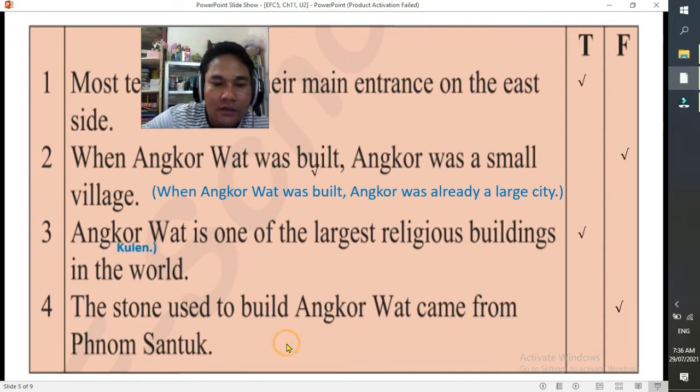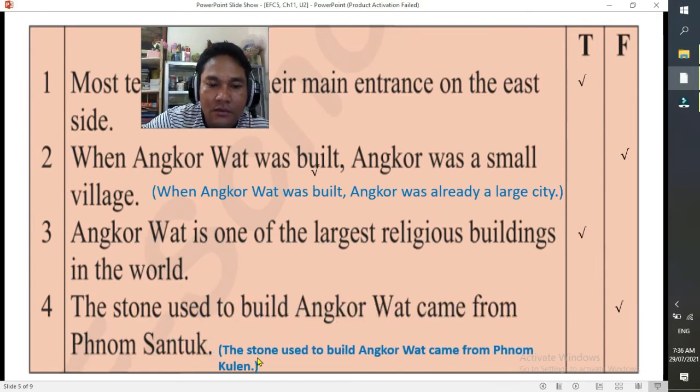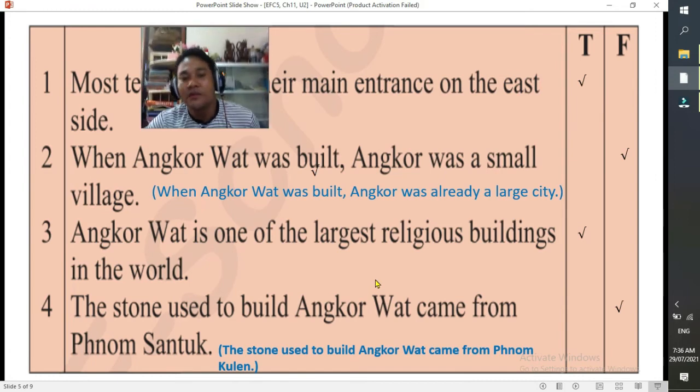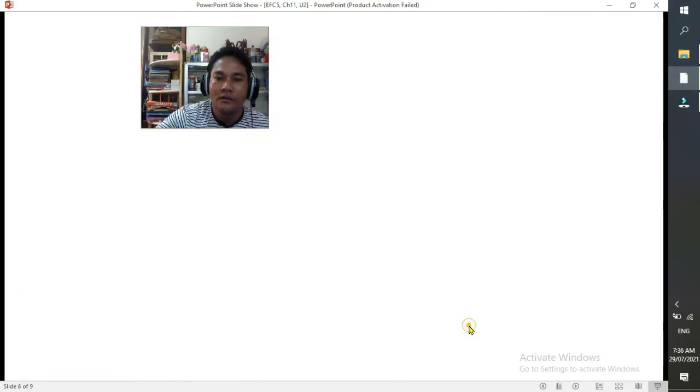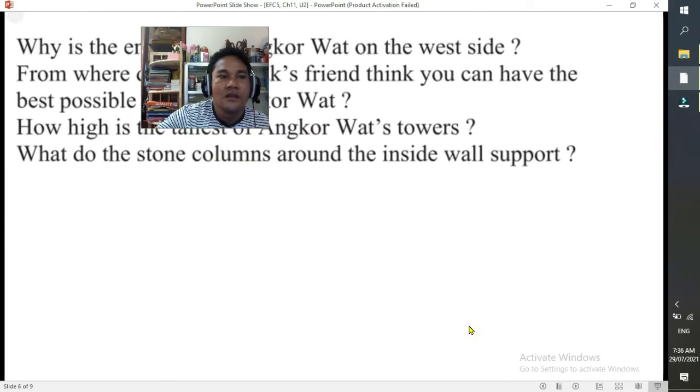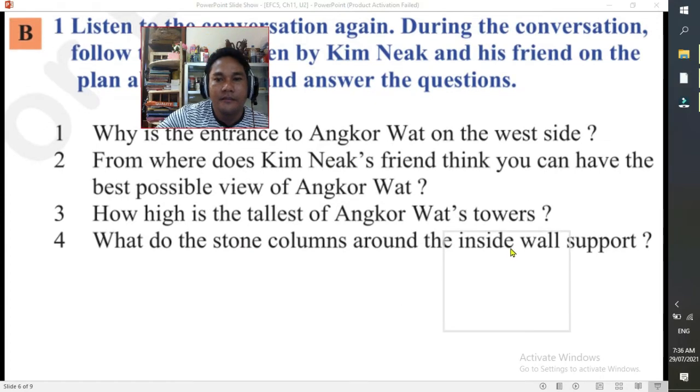So the correct one, the stone used to build Angkor Wat came from Phnom Kulen. Okay, from Phnom Kulen, right? Good. So now we move to next step.